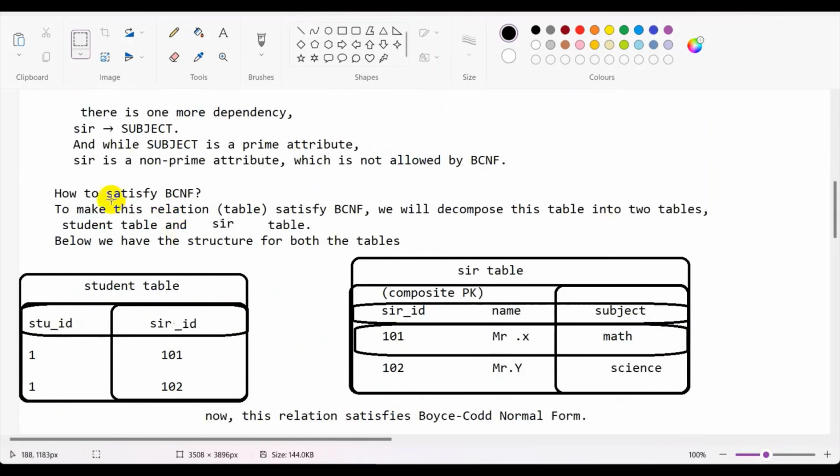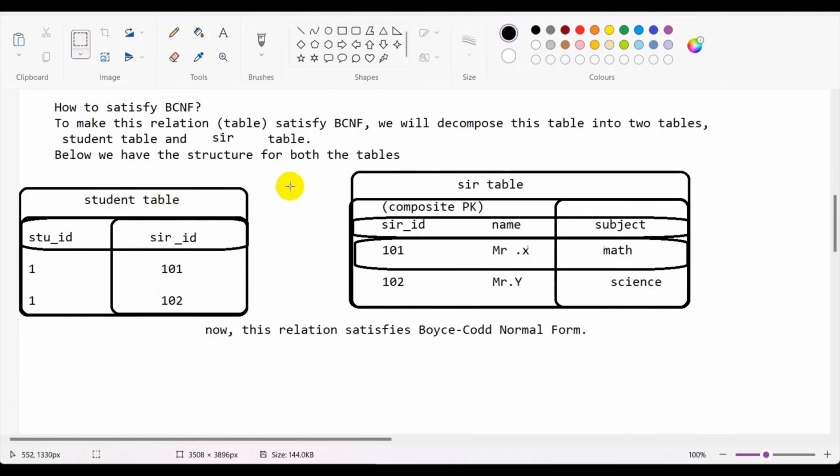So how do we satisfy this BCNF? To make this relation satisfy BCNF, we will decompose this table into two tables. The first one is a student table, the next one is a sir table. Below we have the structure of both tables. In the student table we'll store student ID and sir ID, and in the sir table we'll store sir ID, name and subject.